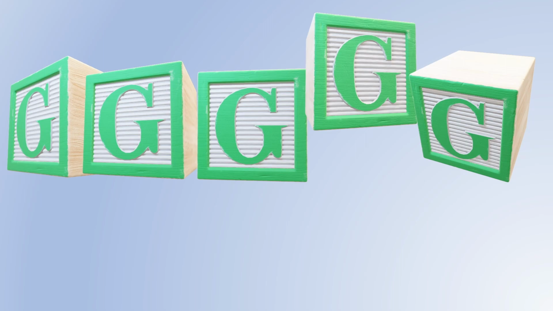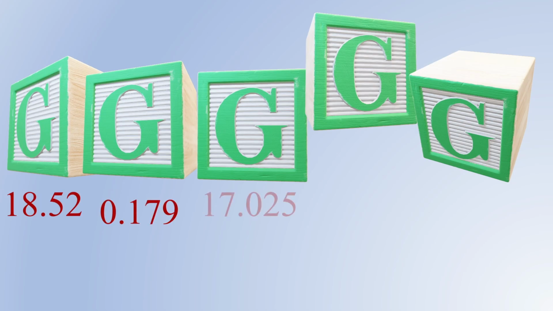Now, the first three angles are 18.52, 0.179, and 17.025. Barring the decimal, that is if you understand Gann, all these hover around 1780, while our fourth one is 40.55. Here's the key.